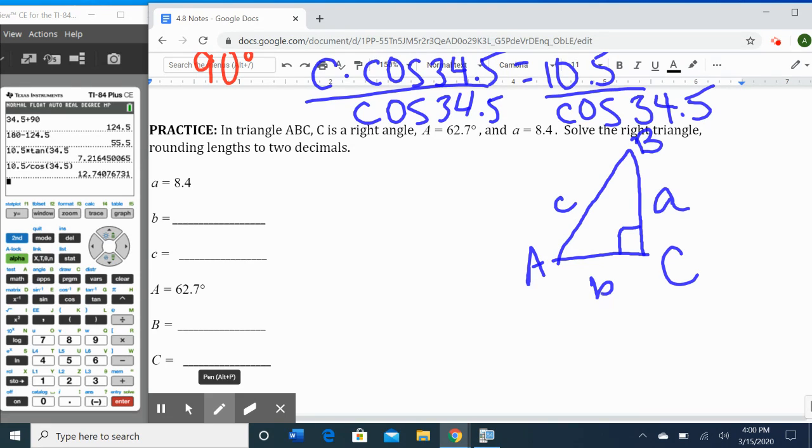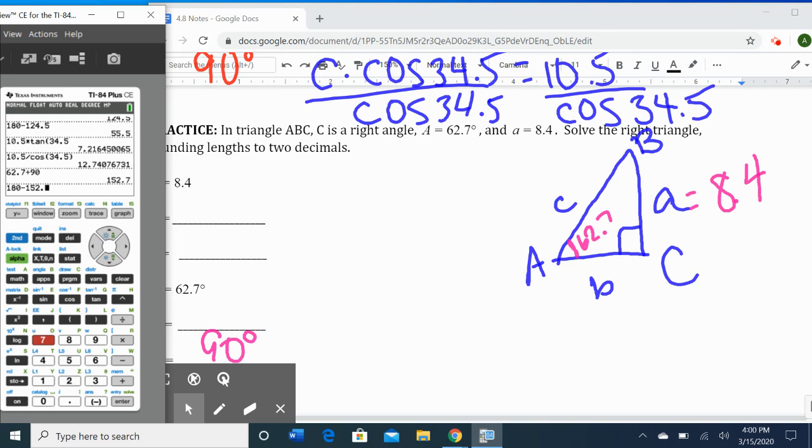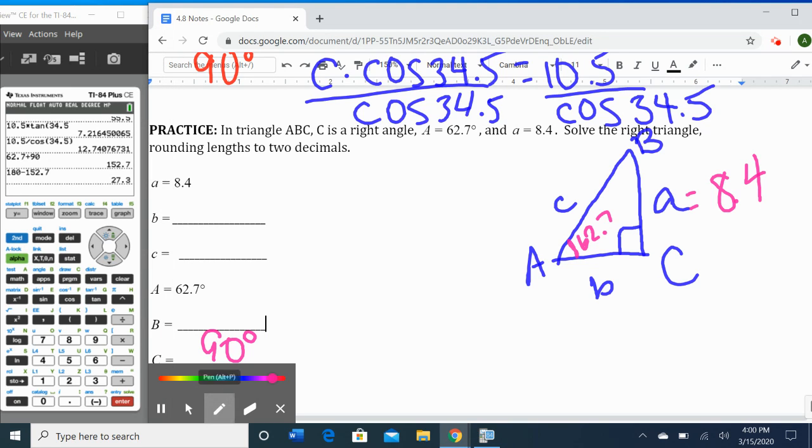So I know angle A is 62.7, and I know that side A is 8.4. You might have gone in any particular order. Angle C is definitely 90 degrees. That makes angle B, when I take 62.7 plus 90, I take 180 minus 152.7, and I find that angle B is equal to 27.3.